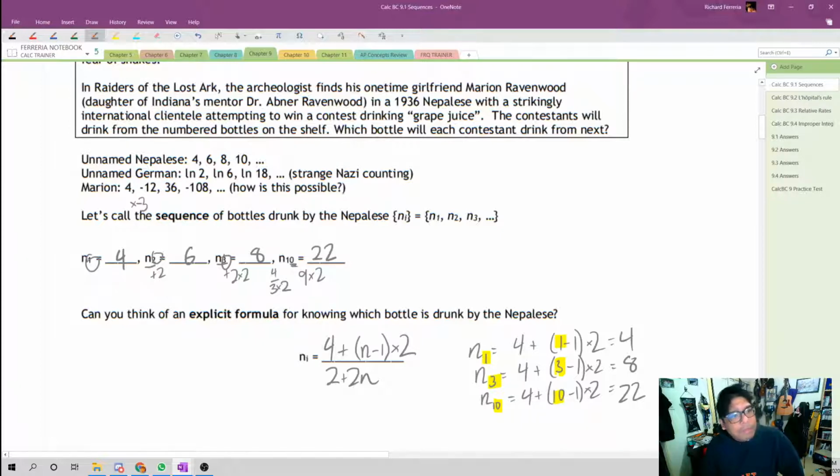How do we get from negative 12 to 36? Well, we could have added 48, or we could multiply by negative 3. And already we see that this is probably the pattern because it's a repeat of things. How do we get from 36 to negative 108? Again, we multiply by negative 3.